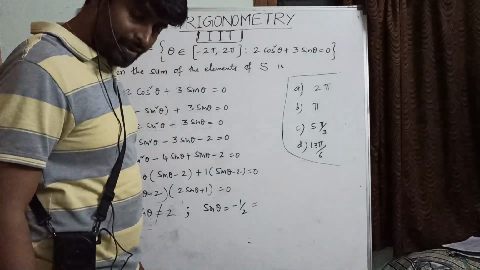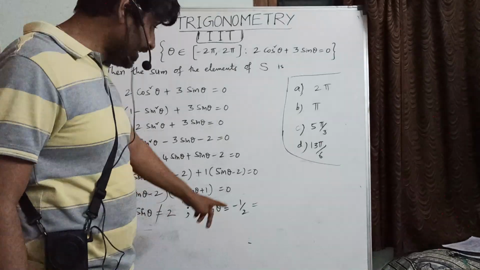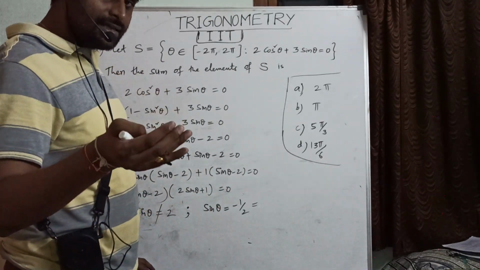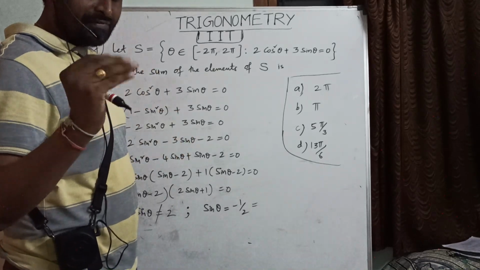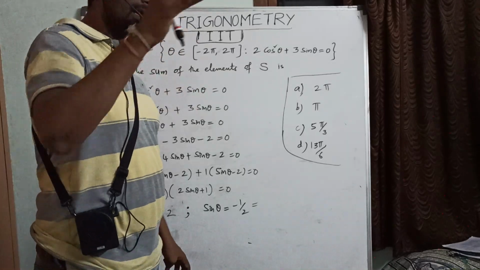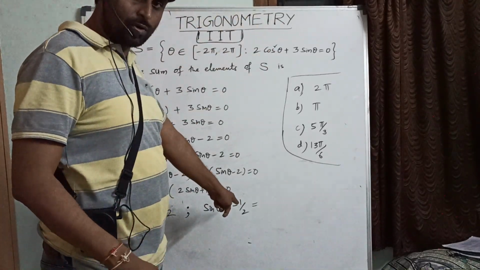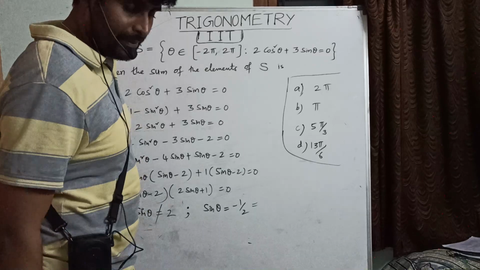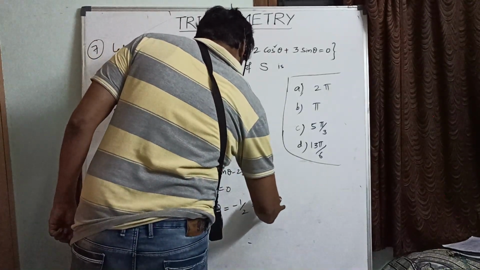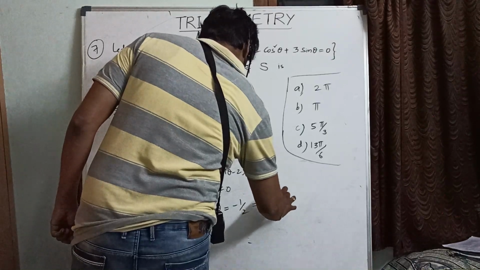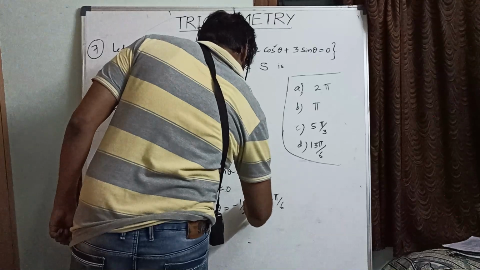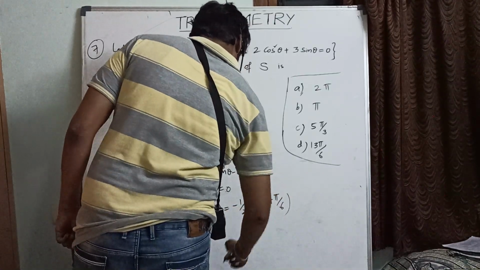30 means pi by 6. But here it is minus 1 by 2. Where can sine be negative? Third quadrant, first preference. Third means pi plus, that is 180 plus the 30, pi plus pi by 6. So we can take pi plus pi by 6, sine of pi plus pi by 6.